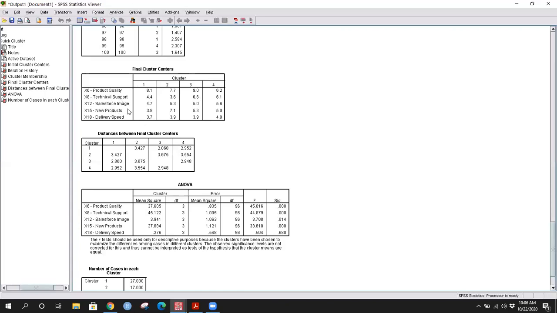And then talking about Salesforce image, we see it's the lowest. So however this cluster has appreciated the product quality, it has decently, or I should say, moderately liked the technical support. It's not satisfied with the Salesforce image at all. Secondly, about the new products, again, the lowest number. So it's not satisfied with the new products range also.